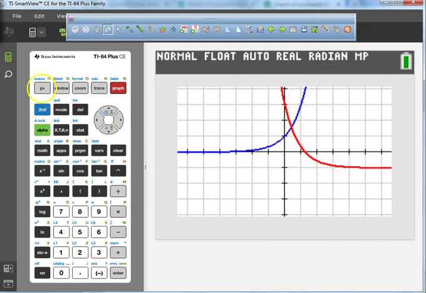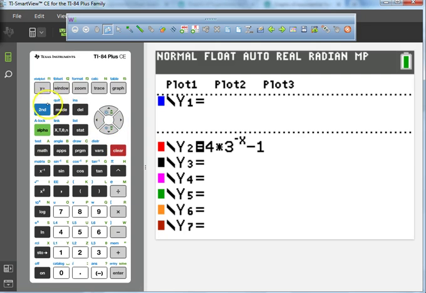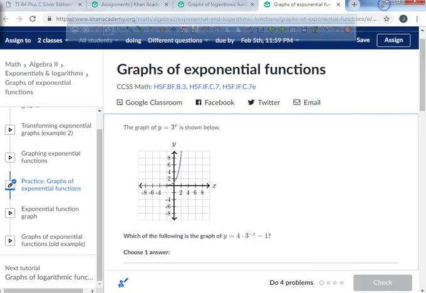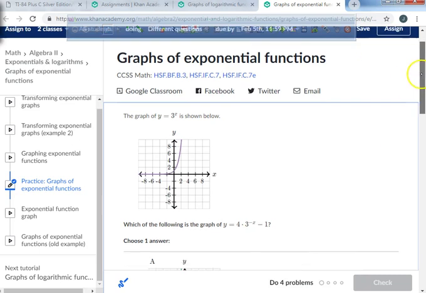Now I'm going to hit y equals, I'm going to clear this out, I'm going to hit second graph. We're going to look at the table. So what should our ordered pairs be? At 0 and 3, and -1 and 11, and 1 and a third. So we're going to go over here to our graph.